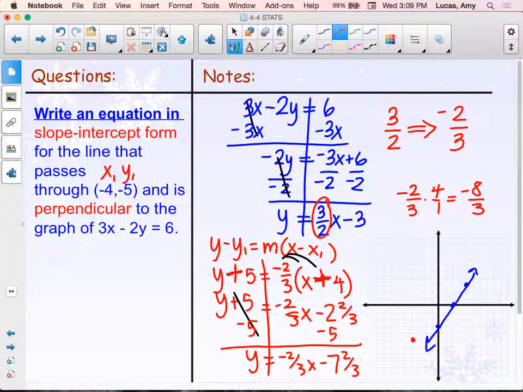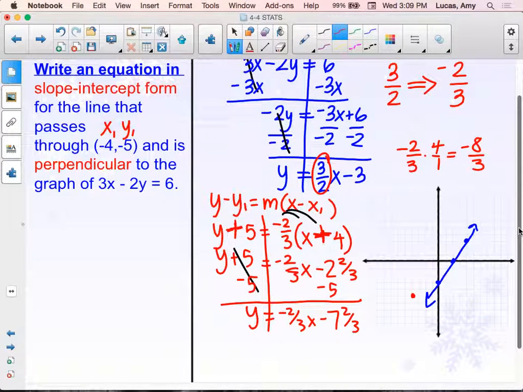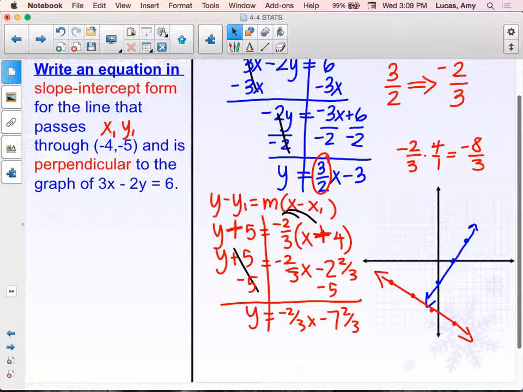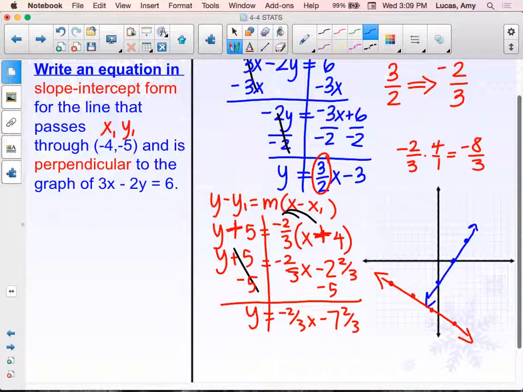So, looking at my graph, my new slope was negative 2/3, so if I go down 2/3, down 2/3, you can see that it doesn't cross right on the grid lines. So if you come to see where it crosses, negative 7 2/3 does make sense. And I could extend my blue line a little further there to see that they are perpendicular.